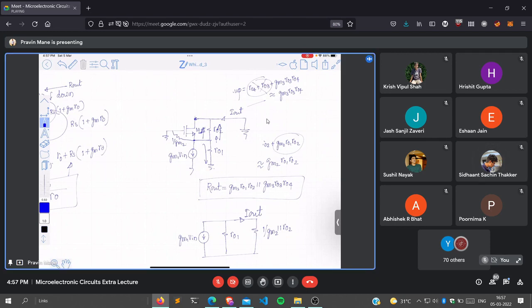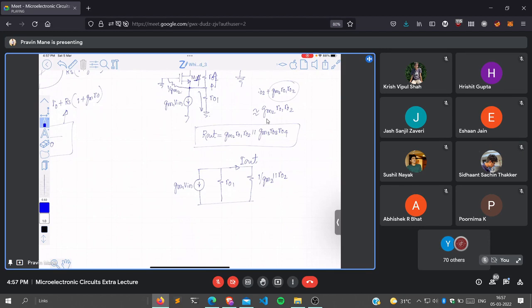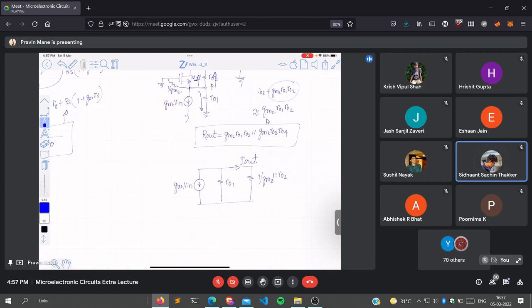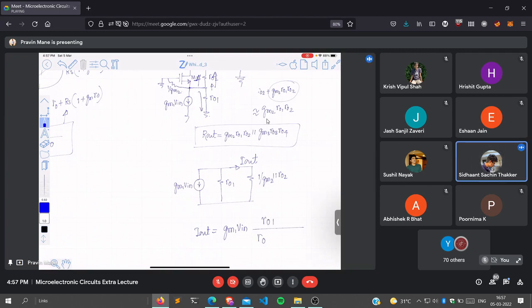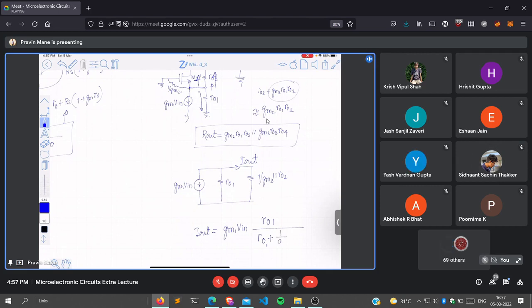Now you tell me which rule I can apply to find out Iout. Current division rule, right? Yes, sir. Can you tell me what will be the equation for Iout? Gm1 Vin into RO1, divided by RO1 plus 1 by Gm2 parallel RO2. Agree? Understood the equation that we have written?